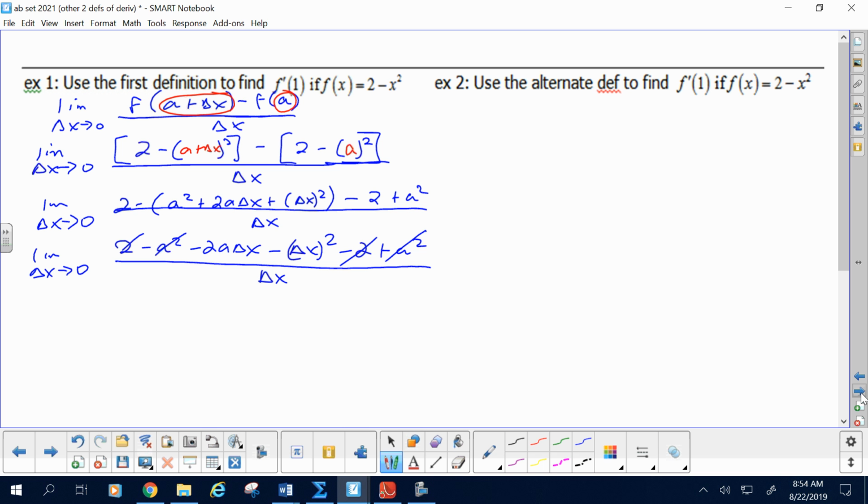In the interest of time, rather than do a rewrite step, what would we do after that? Take out a delta x. Everything left has a delta x, and so if I divide out a delta x, what's left? Negative 2a minus a delta x. Can I evaluate the limit now? As delta x goes to 0, this approaches.